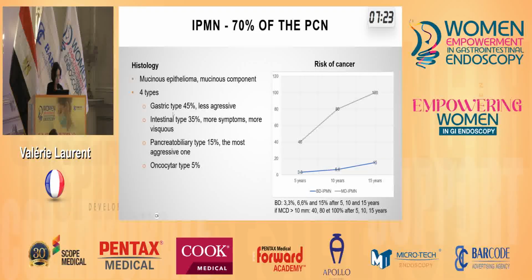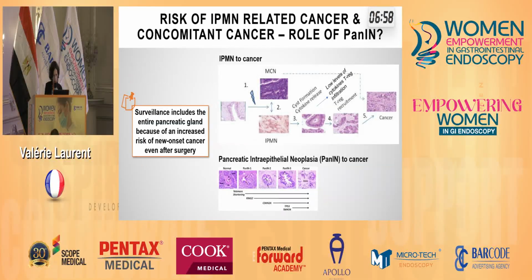In histology, this is a mucinous lesion with a risk of malignancy around 40% if the main pancreatic duct is involved after 5 years of progression, and 100% of malignancy after 15 years of progression. When the branch duct is involved, the risk of malignancy is low, but it's not zero.